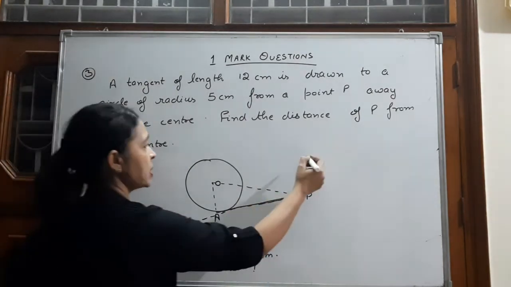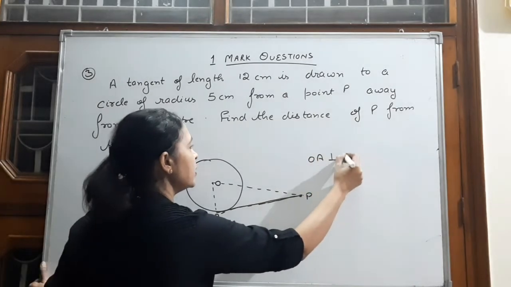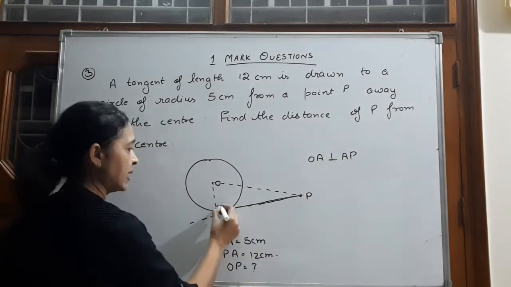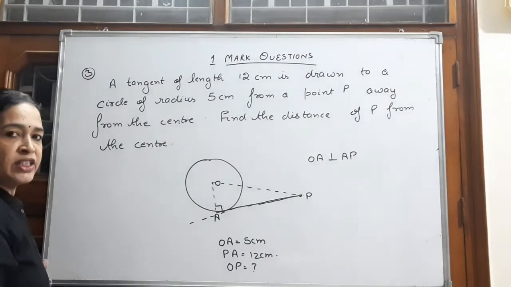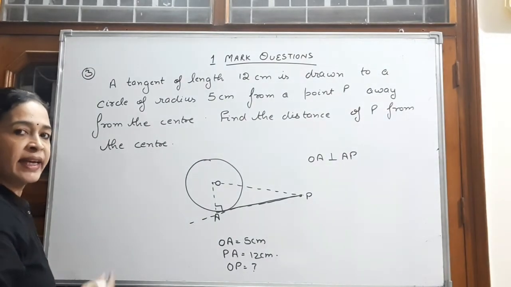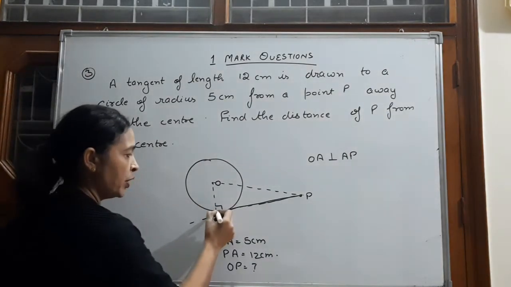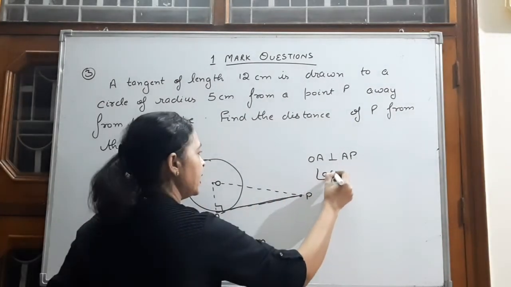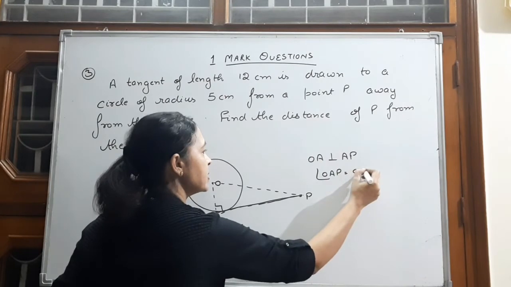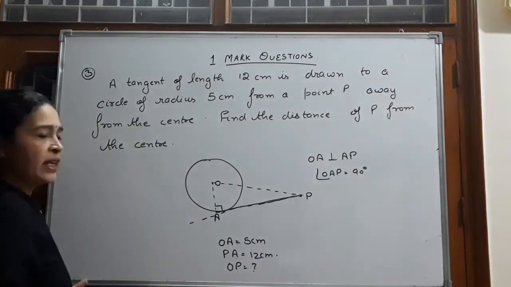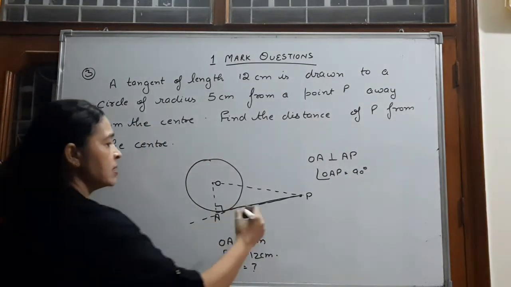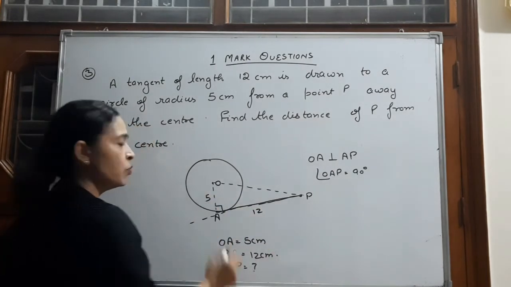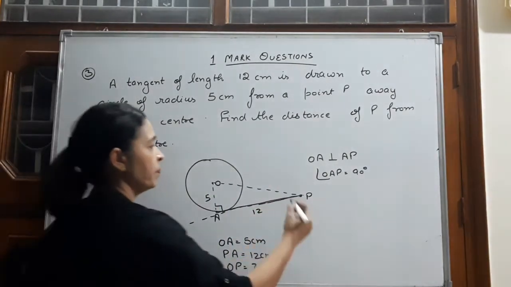Here. Now, OA is perpendicular to AP. This angle is 90 degrees. A tangent is perpendicular to the radius at the point of contact. A is the point of contact. Therefore, angle OAP equals to 90 degrees. Now, OA is 5 cm. AP is 12 cm. What we have to find? We have to find OP.